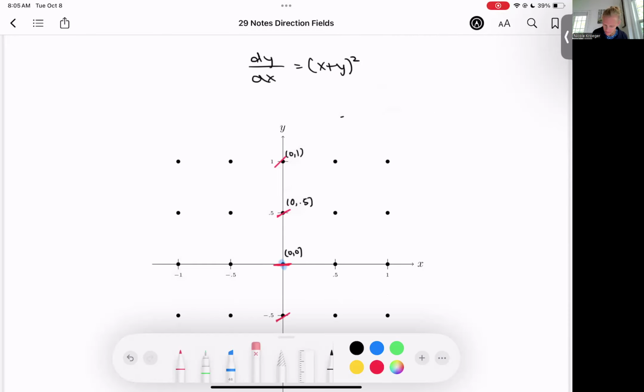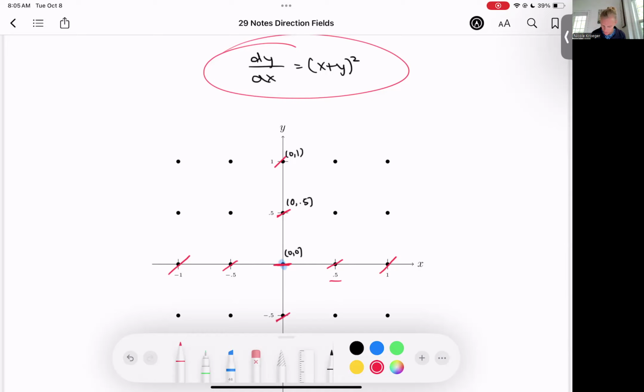Let's see. Pick some of my favorite points. When x is 0.5 and y is 0, we're still going to get 0.25. Same over here. Then we're going to get 1 at these places. So if you don't believe me, you should type these into your calculator and double check, remembering that we're plugging everything back into the differential equation. What we're graphing is something that has that slope.